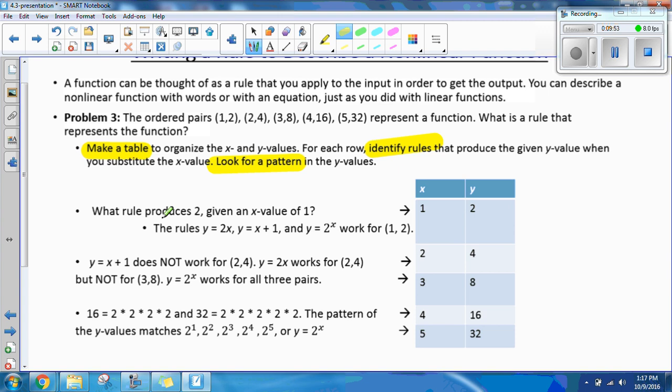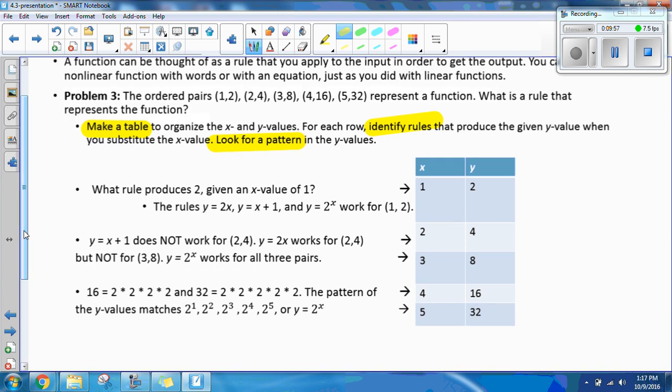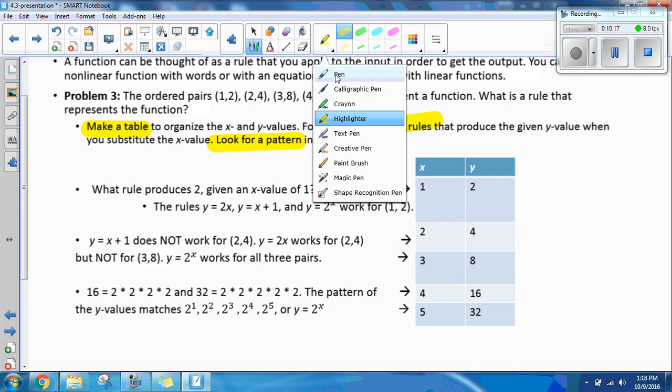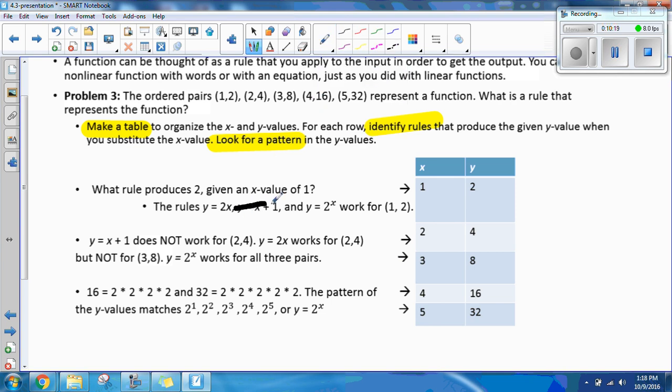Then you want to narrow down your choices. So we will eliminate some of the rules that we've chosen. So when we look at 2 and 4, y equals x plus 1 doesn't work for this ordered pair, because when I plug in 2 for my x, my y value should be 3, but I need to get a 4, so we can cross that one out. That one does not work. Okay, we'll eliminate that.